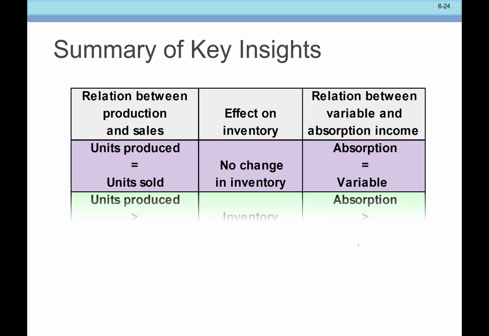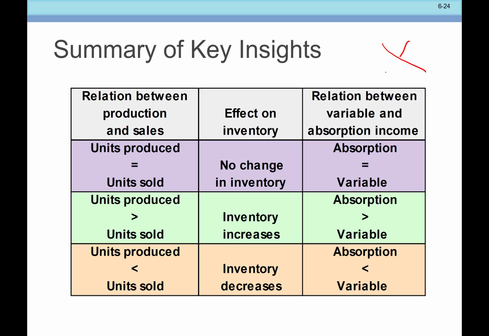This slide is a good one to look at often and make sure you are satisfied with it, because this is the way you'll answer most of the questions coming up on the next couple of slides, and when we go through the quiz. So what happens if units produced and units sold are equal? There's no change in inventory, so there is no difference between variable and absorption. They will be the same.